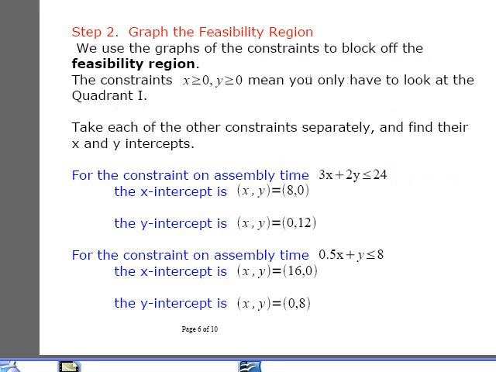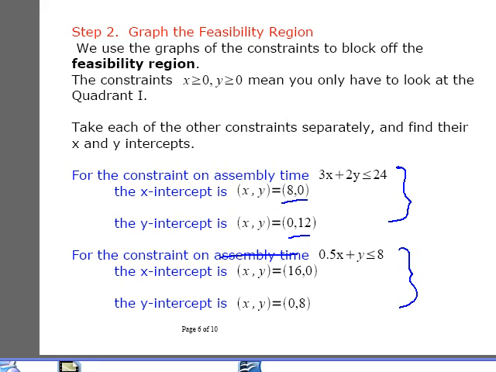And now I construct a graph of the feasibility region. It's easier to see this than to explain it, but here's how you do it. You find the X and Y-intercepts for both constraints. In this case, we only had 2 constraints, so you find the X and Y-intercepts. It's important to find the X and Y-intercepts and not to just draw this line. You need those 2 numbers, and they're pretty easy to obtain. For the X-intercept, set Y equal to 0, and you find that X is 8. Here you set X equal to 0, and you find that Y is 12. That's for your constraint on assembly time.